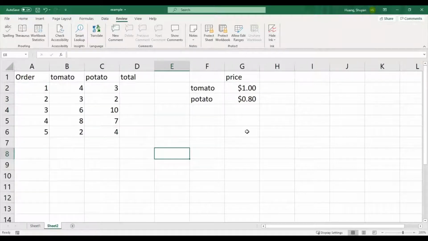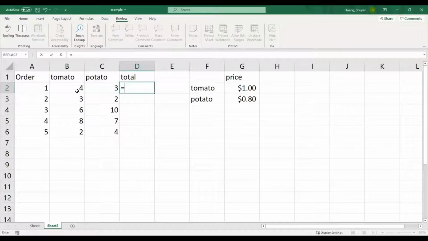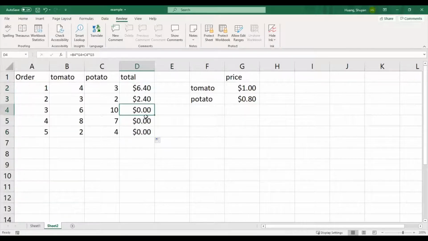Now, suppose the price of tomato is $1 and the price of potato is 80 cents. And I want to know the total for each order. The formula would be the number of tomatoes times the price plus the number of potatoes times the price. The first row looks good. However, when I fill it down, something went wrong.